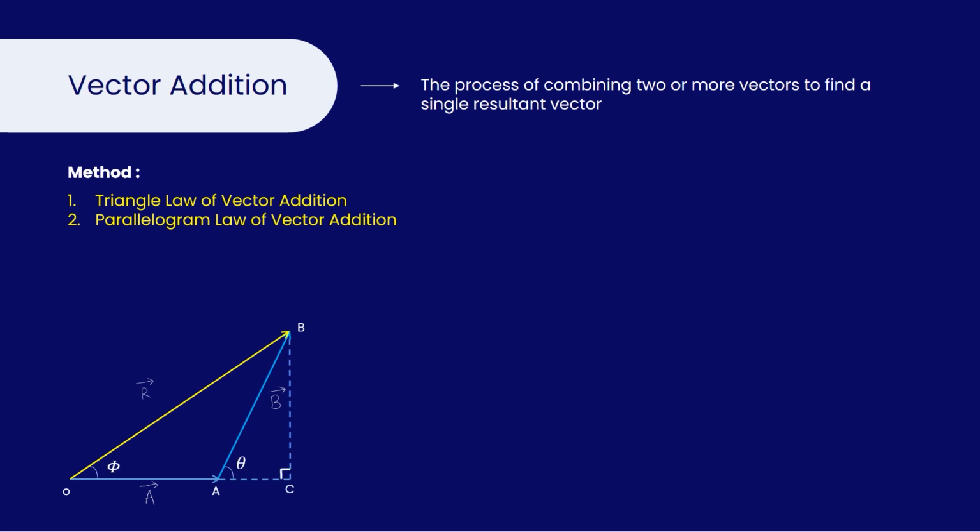The second diagram represents the parallelogram law. Now look at the second diagram. Vectors A and B form the two sides of the parallelogram. The diagonal shows the resultant vector.